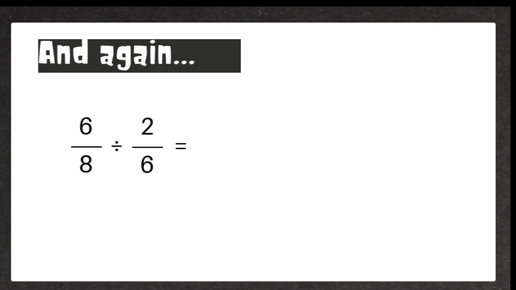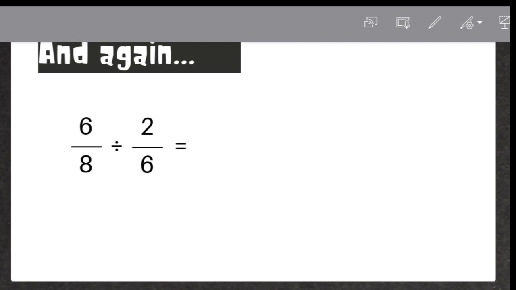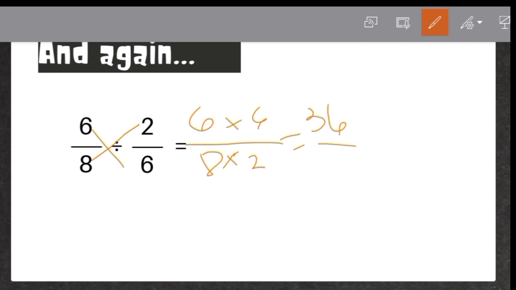And we have another example here. So 6 over 8 divided by 2 over 6. So again, you just need to reciprocate, right? So it's going to be 6 times 6 now, and then it's going to be 8 times 2. 6 times 6 is equal to 36. 8 times 2 is equal to 16.